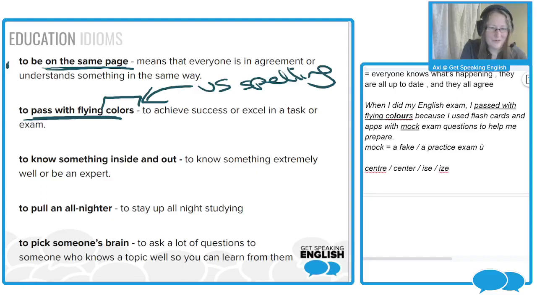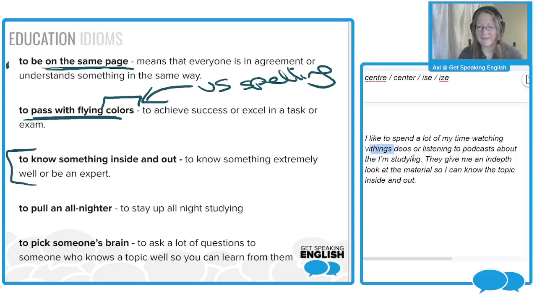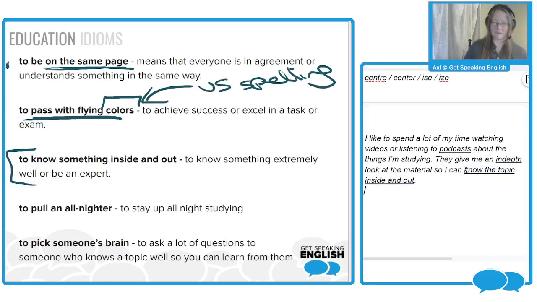Also here, to know something inside and out means that you know it really, really well. So you're almost an expert when you know something inside and out. For example, I like to spend a lot of my time watching videos or listening to podcasts about the things that I'm studying. They give me an in-depth look at the material so I can know the topic inside and out. So you know it really well.